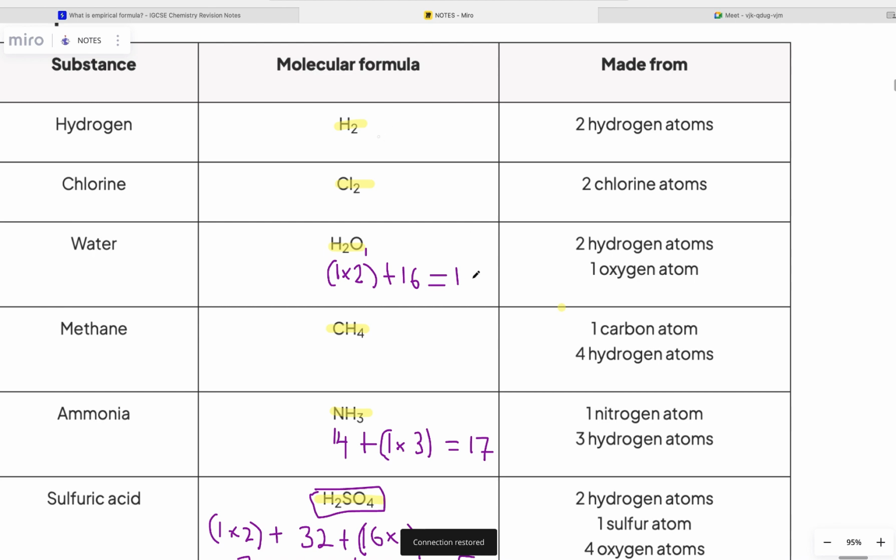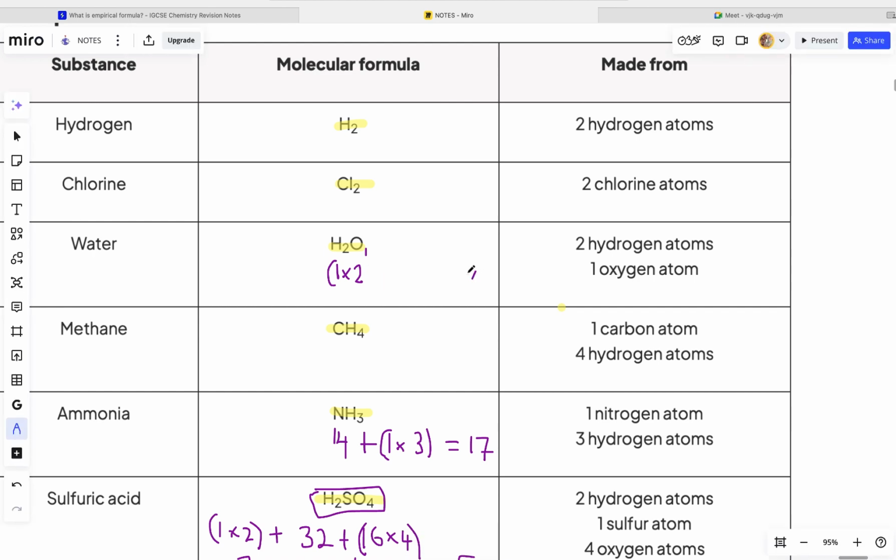So we can simply come and show that. Okay? This one plus 16, so that this one is 18. The relative molecular mass of water will be 18.